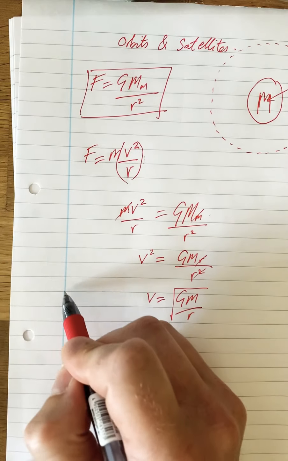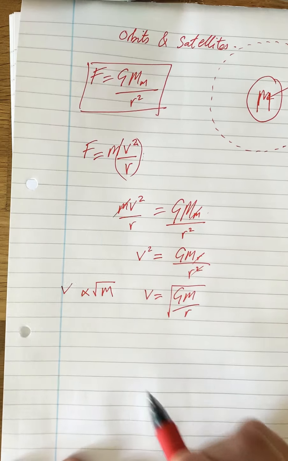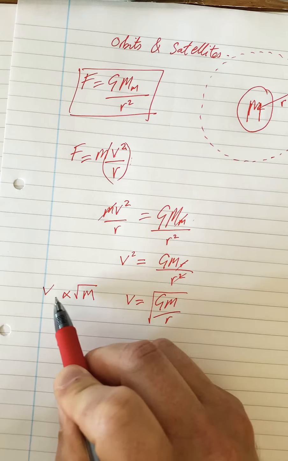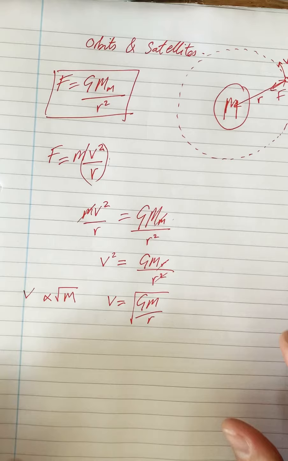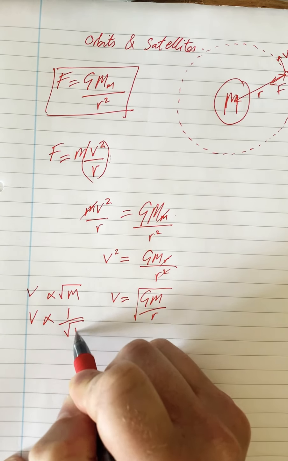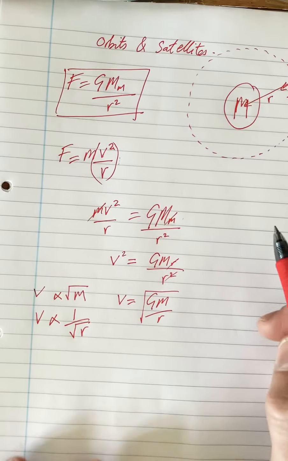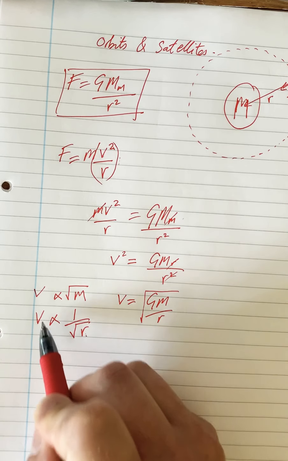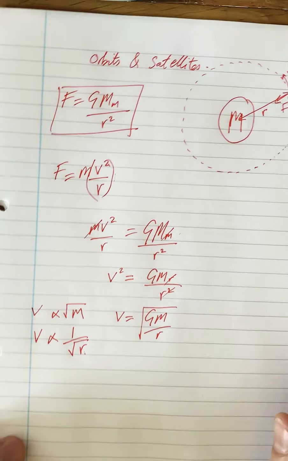So what we're suggesting then is the velocity is directly proportional to the square root of the mass of the planet. So if your planet is larger, for the same radius orbit, you're going to be traveling at a much quicker velocity. And also the velocity is inversely proportional to the square root of the distance r from the center of the planet to the satellite. And one thing to note there is the further away you go, then the slower you'll be traveling. The bigger this number becomes, the smaller this number becomes.